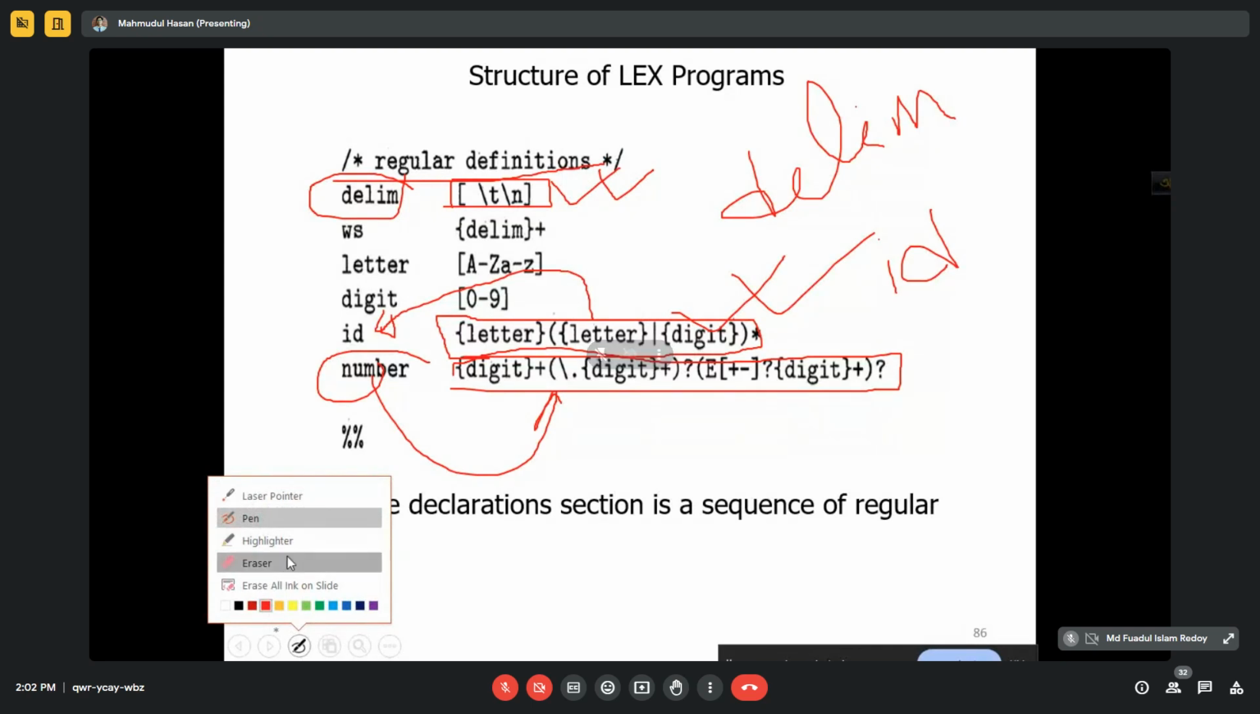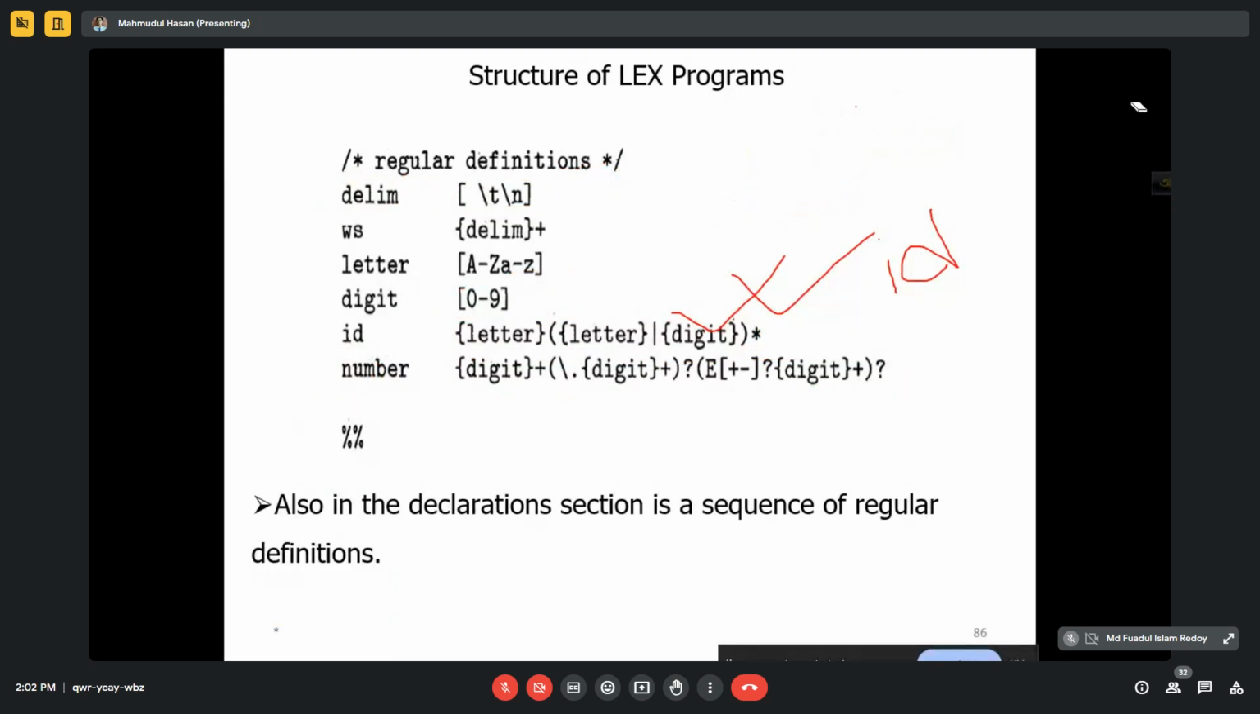But there is a little bit of difference from our previous regular expression. What is it? Here there are curly brackets, which we normally don't use before. Some Lex compilers need these brackets. If you don't give them, it will show an error. That's why we keep the brackets.